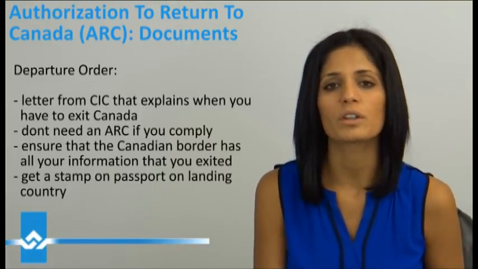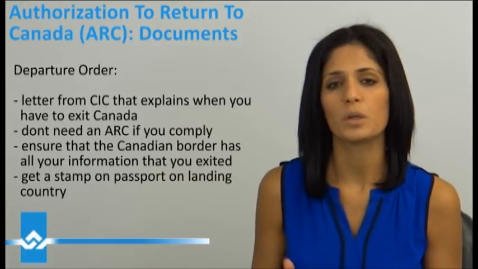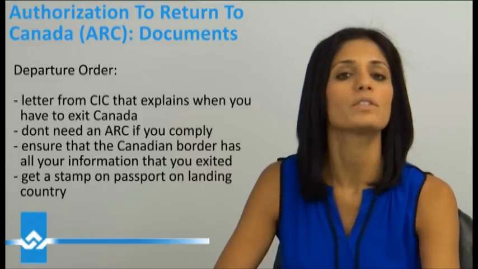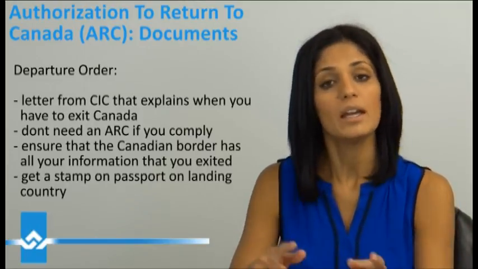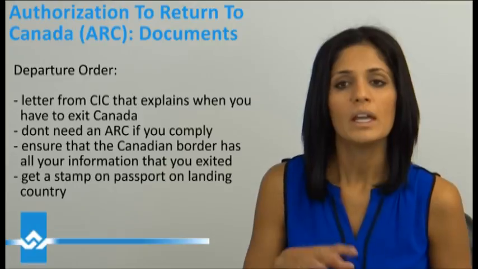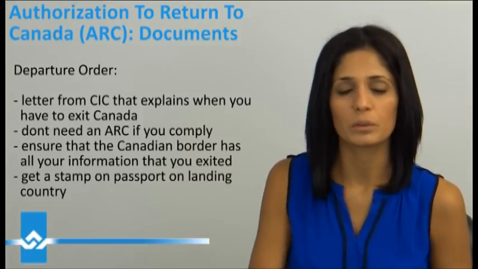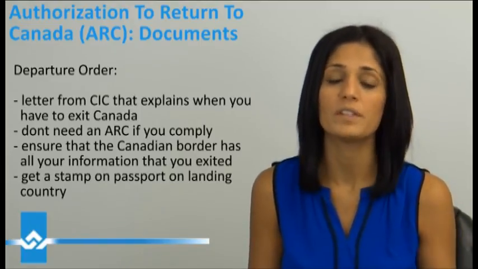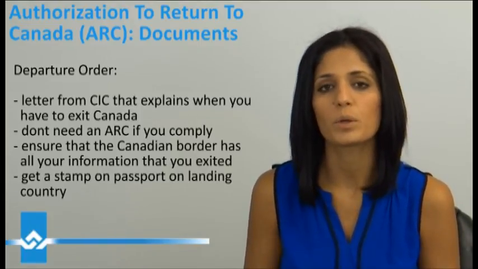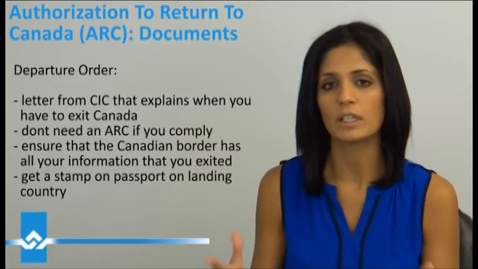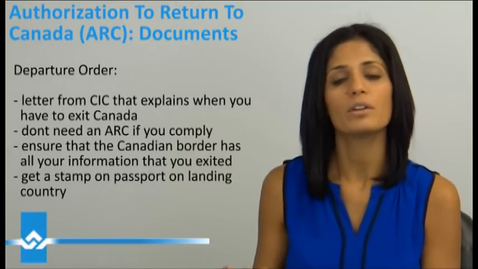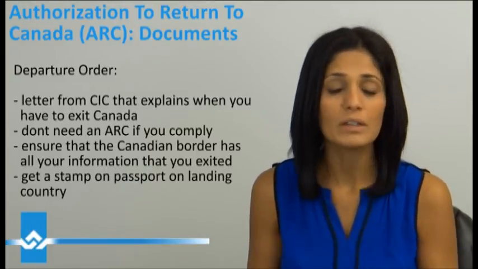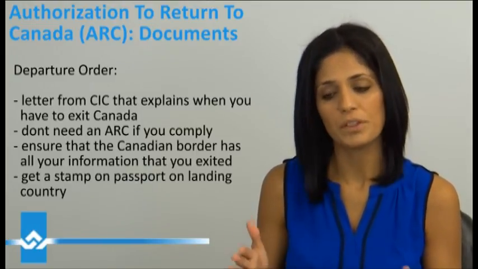With the departure order, when you exit the country, you have to ensure that the Canadian border, which means the Canadian officer that puts you on a plane and makes sure that you exit the country, has all of that information either on their computer system or actually gives you a paper that says that yes, you did depart on this day. The other thing that's very important also is wherever you land, whichever country you depart to, that officer also either has to stamp that you arrived to that country or give you something to ensure that this is consistent.